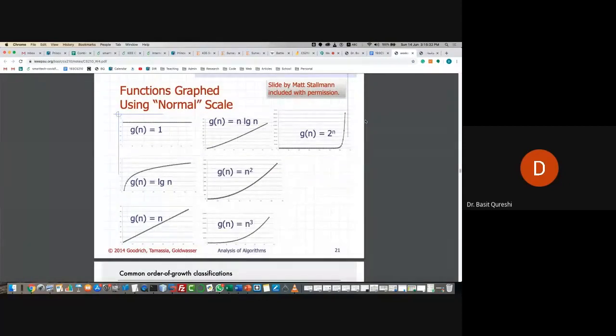So here is just a graphical representation of the same functions. All right. So I can say g of n equals 1. This is constant.